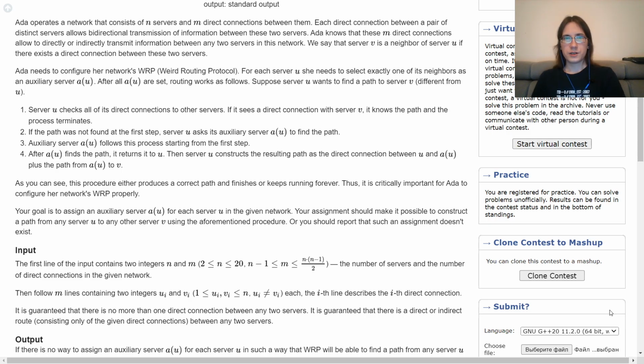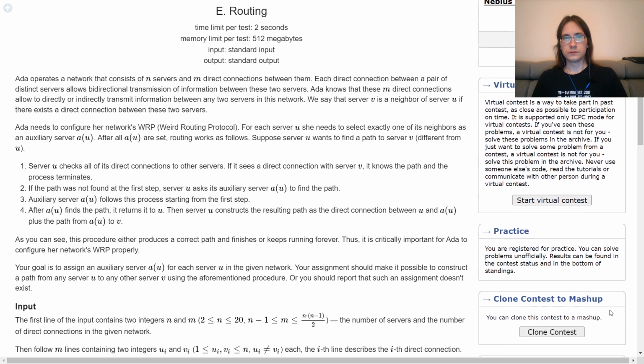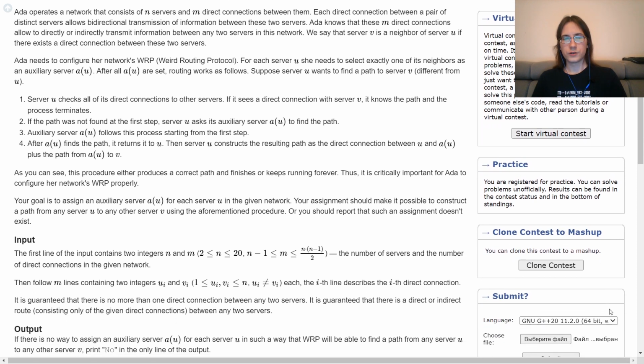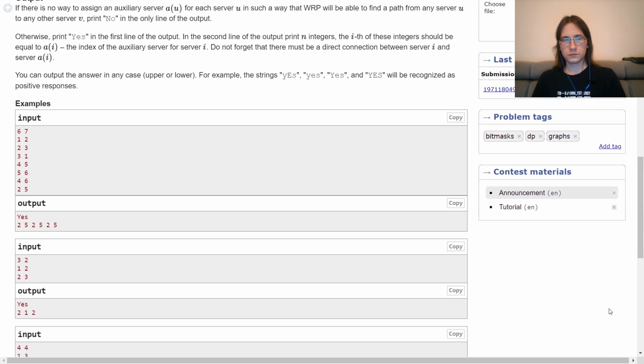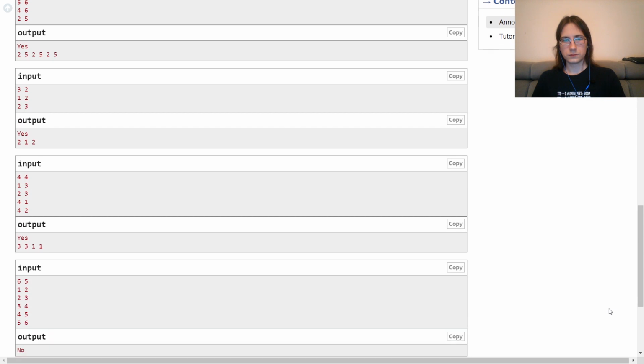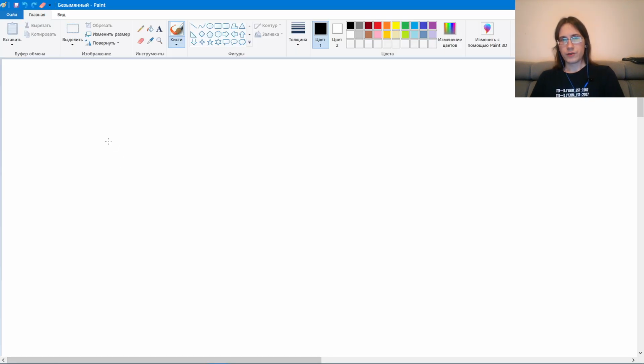And finally, problem E. You can also read it yourself. So let's show the graph of auxiliary servers by pointing an arrow from server U to server AU for each U.